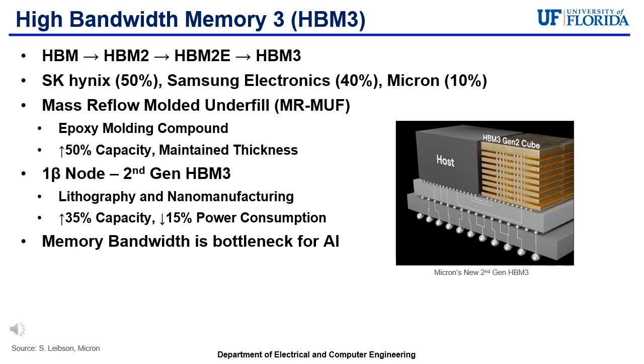Micron, on the other hand, has developed their own HBM3 device and created another generation for it, where this memory device uses a 1 beta node rather than the original 1 alpha node that Micron used for their HBMs. The 1 beta node is created through advanced lithography and nanomanufacturing, and it increases the capacity of the memory by 35% while also reducing power consumption by 15%. You can see a diagram of Micron's 2nd gen HBM3 in the figure shown.